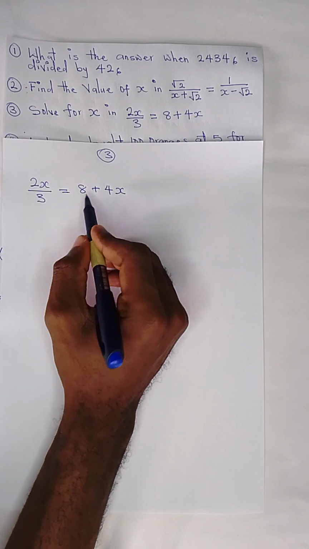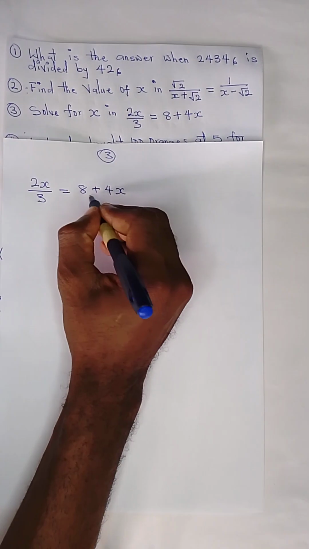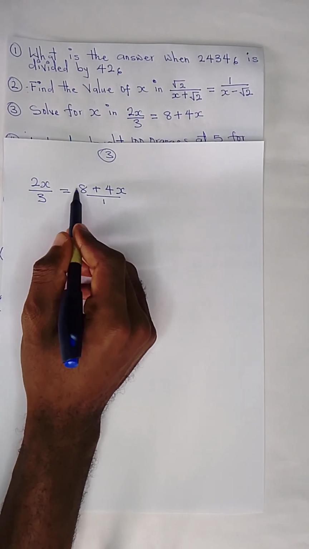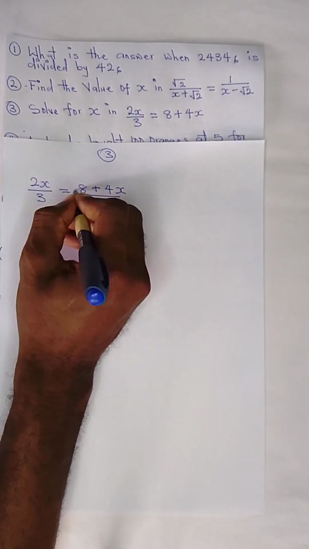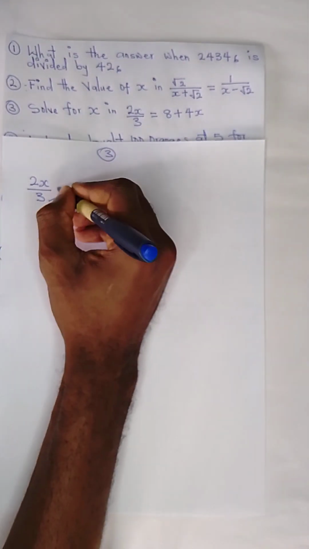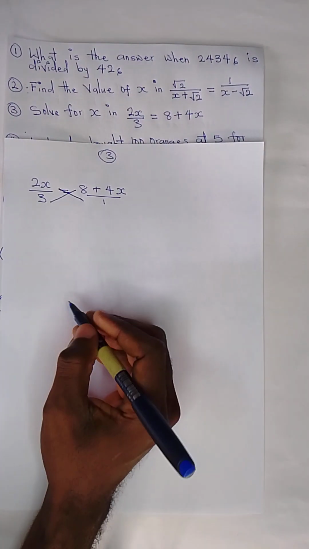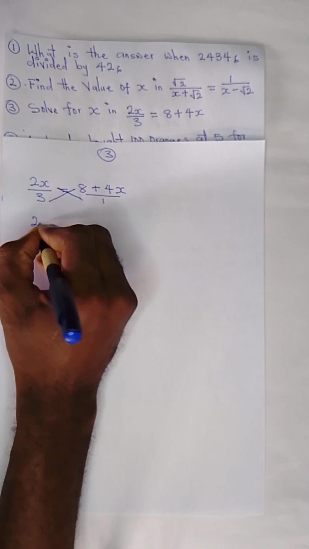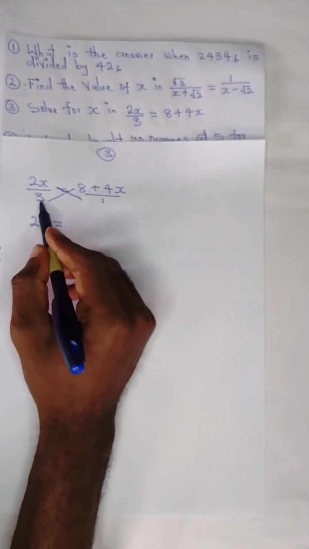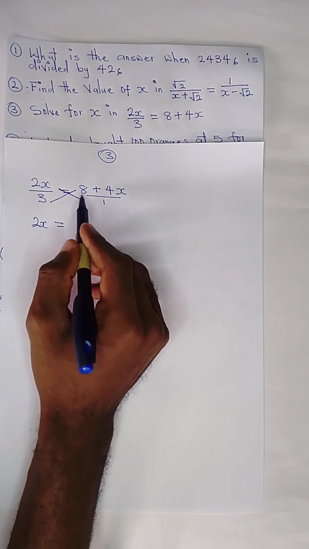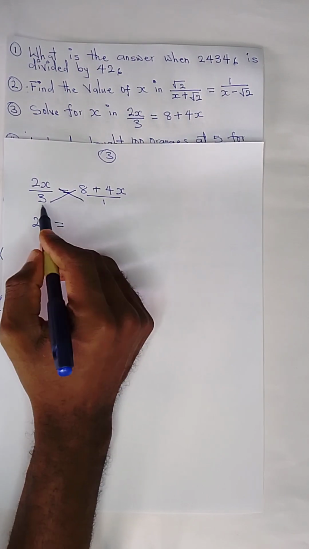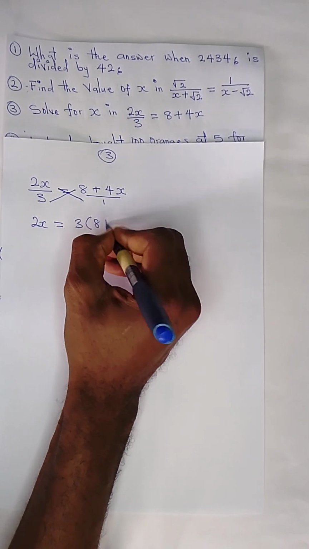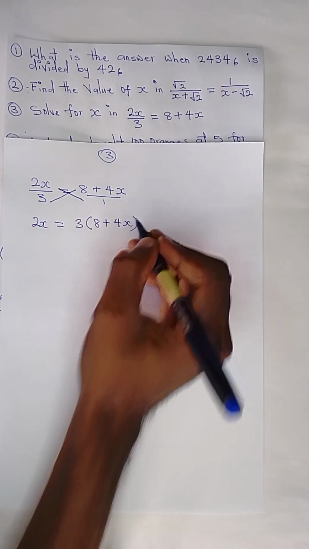Now, what you need to do is that 8 plus 4x, you can make this 8 plus 4x over 1, so that you can cross multiply. So this 2x will cross multiply by 1. So I'm going to have 2x times 1, which is equal to 2x, equal to 3 times 8 plus 4x. 8 plus 4x is a complex number, so you don't just multiply 3 by this thing. You have to say 3 open bracket 8 plus 4x.